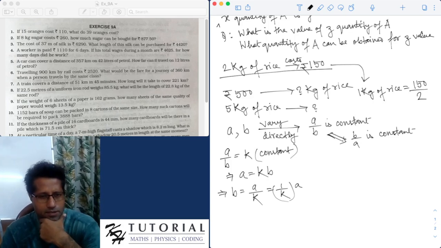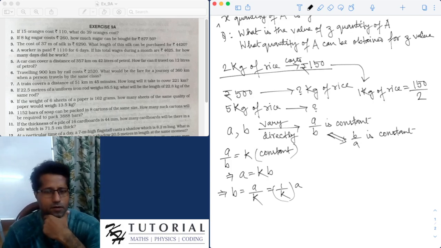So here, in the notes I am representing C as the cost of rice and A as the amount of rice, let's say in kg. So C by A will be a constant, and actually C by A is the rate of the rice, that is the cost of 1 kg of that rice.